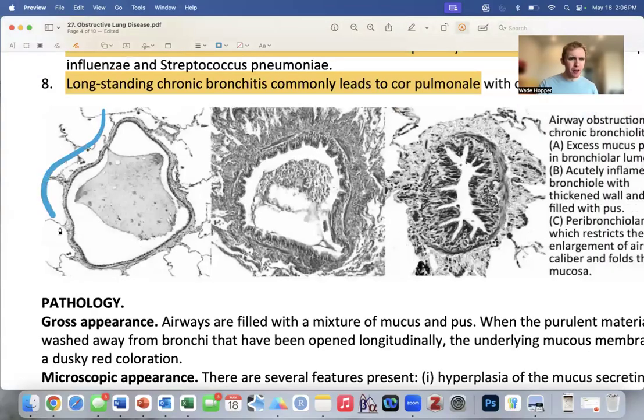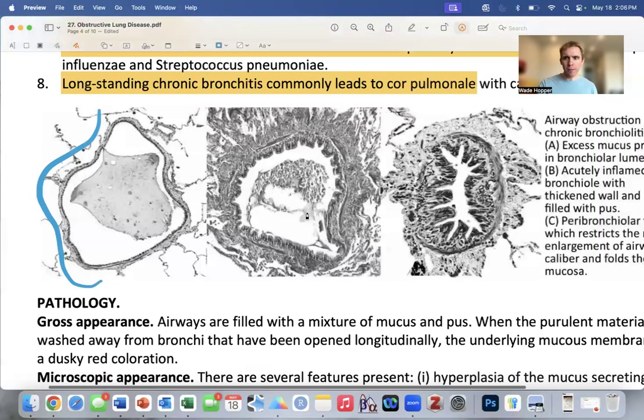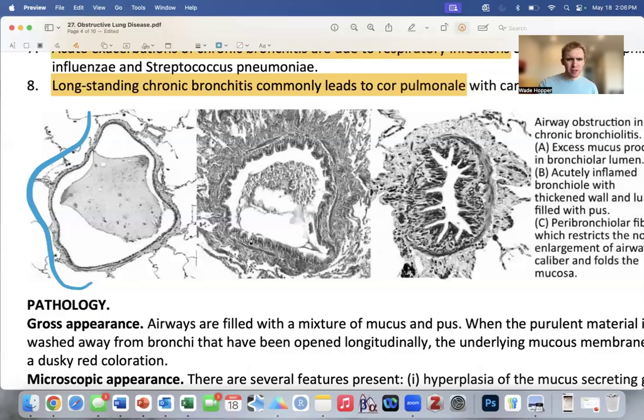Here on the left is a nice normal airway with a very thin bronchial wall. You see bronchial wall thickening here in this middle photo. Again, it's reactive inflammation in response to a bunch of cigarette smoke.